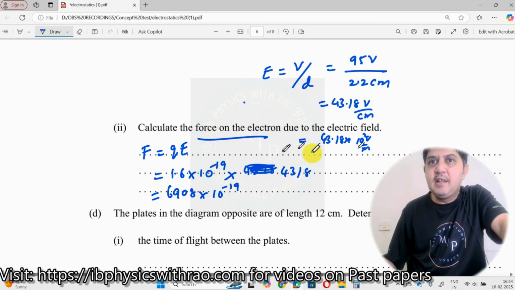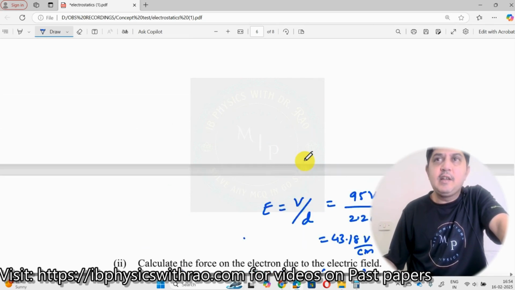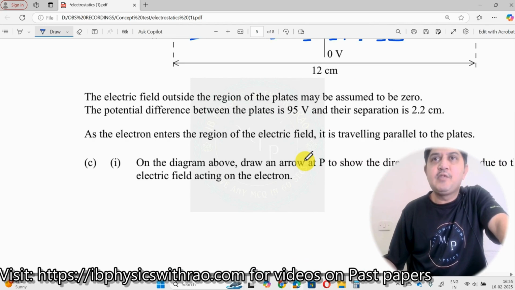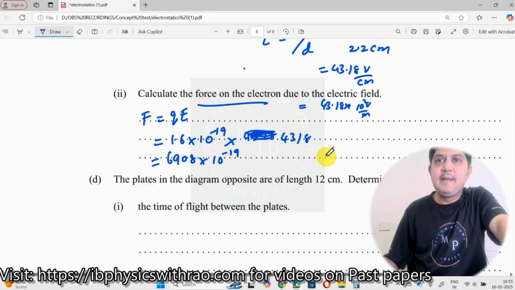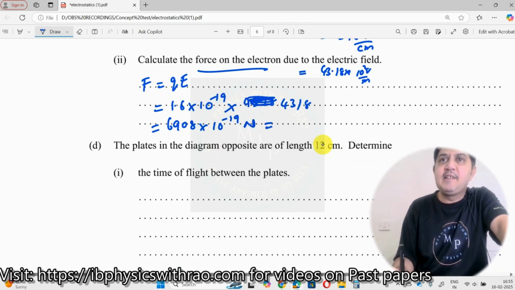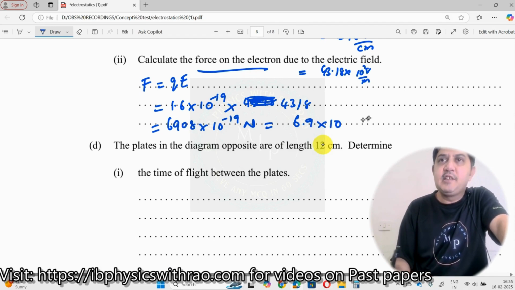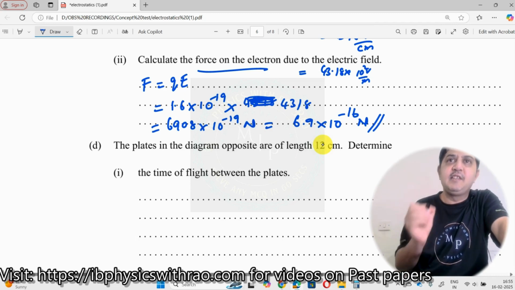Correct? Let us check once again. Are we doing it correctly? Yeah. So I have 2.2 centimeter, 95 volt. Everything is right. So this is what? Newton. Or in other words, I can now write this as 6.9 into 10 to the power of minus 16 Newton. This is the force that acts on the electron.